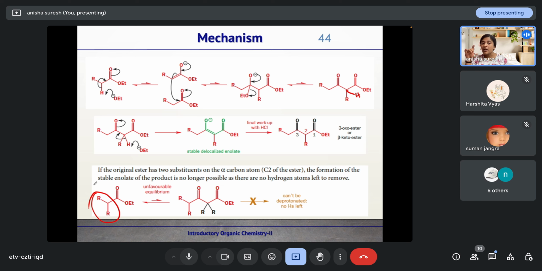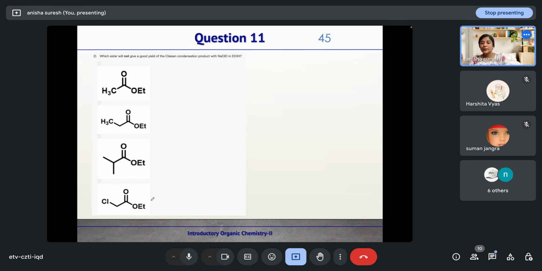So if we have two substituents on the alpha carbon of the ester, then we will get this product, and for further stabilizing or making the reaction irreversible, there is no proton to be abstracted. So that is why this reaction can go back and give the starting materials back. In this case, two substituents are there, so there will be no hydrogen left for further abstraction. That is why this product is giving lesser yield for the Claisen condensation product.